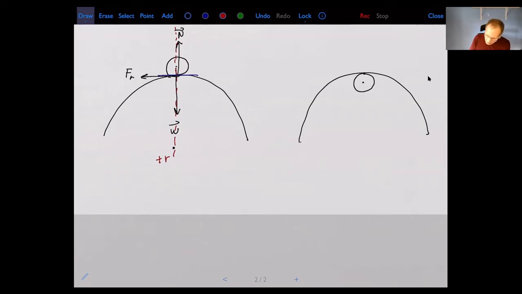Okay, and on the other picture, I have the same situation, except here the weight acts down, towards the center of the earth. The normal force also acts down. There could be a rotational frictional force. And again, let's talk about just the radial direction towards the center of the circle. So this would be plus R.